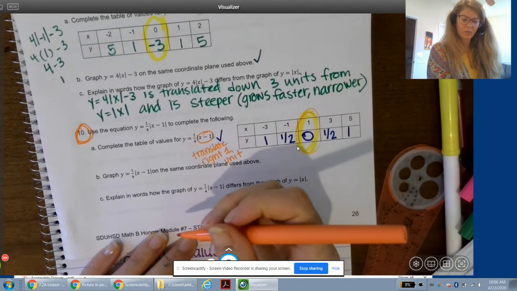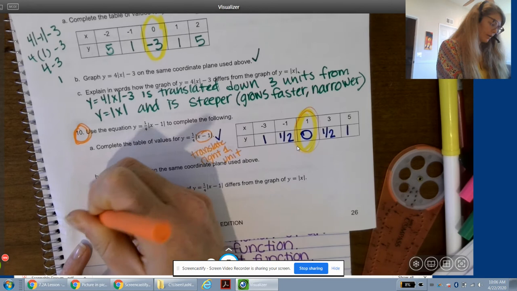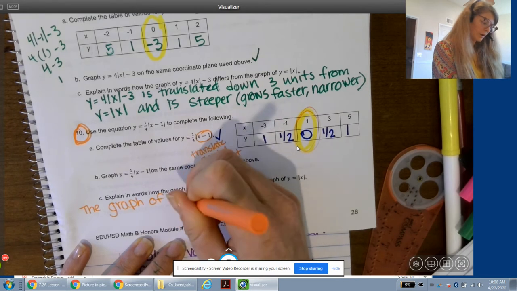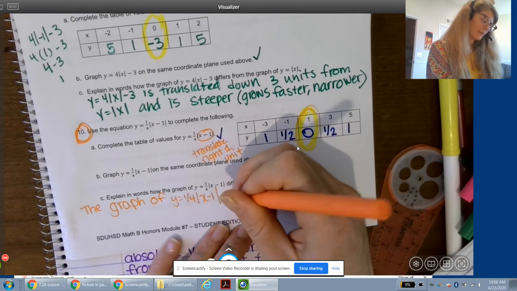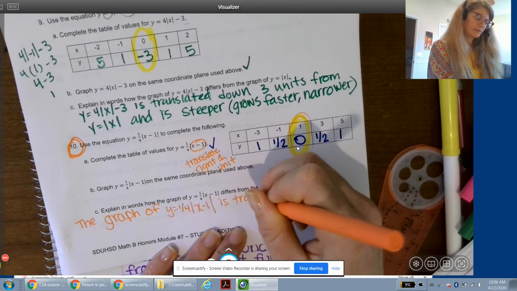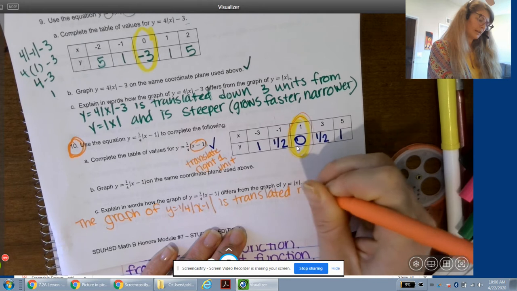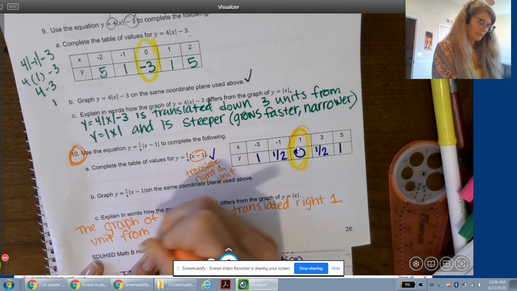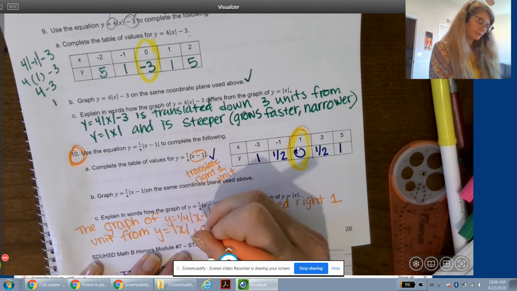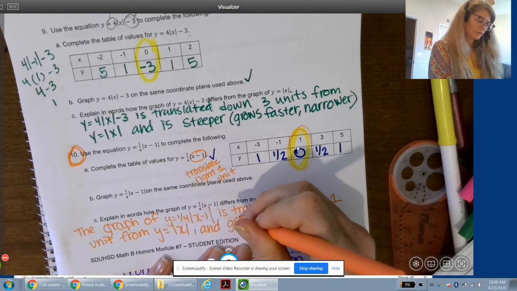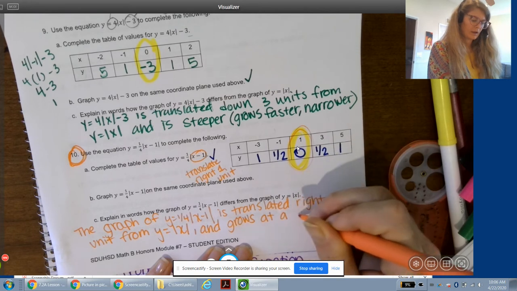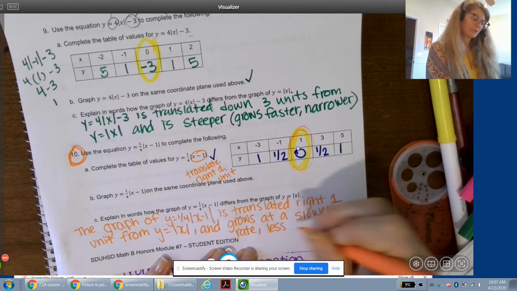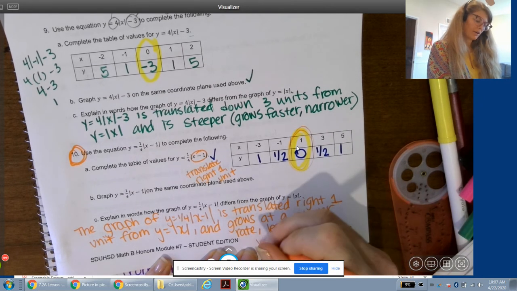So using our words here, the graph of y equals 1/4 times the absolute value of x minus 1 is translated right 1 unit from y equals absolute value of x, our parent function, and grows at a slower rate, which we can call less steep, wider.